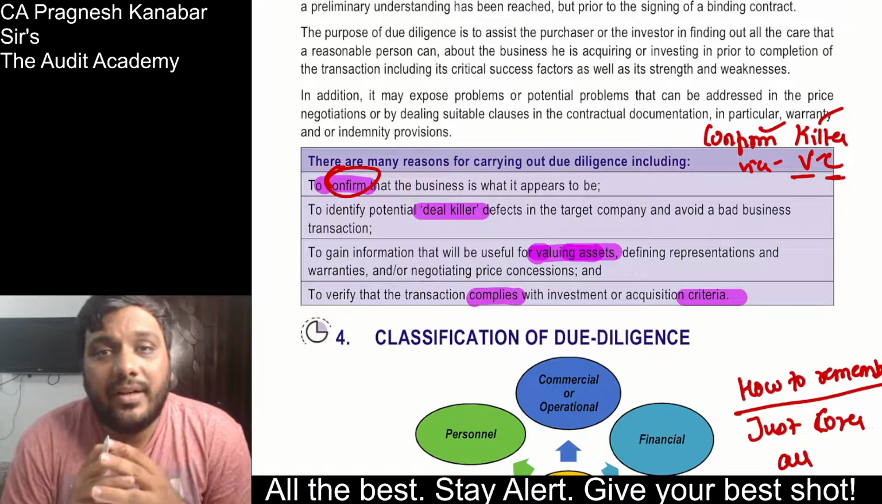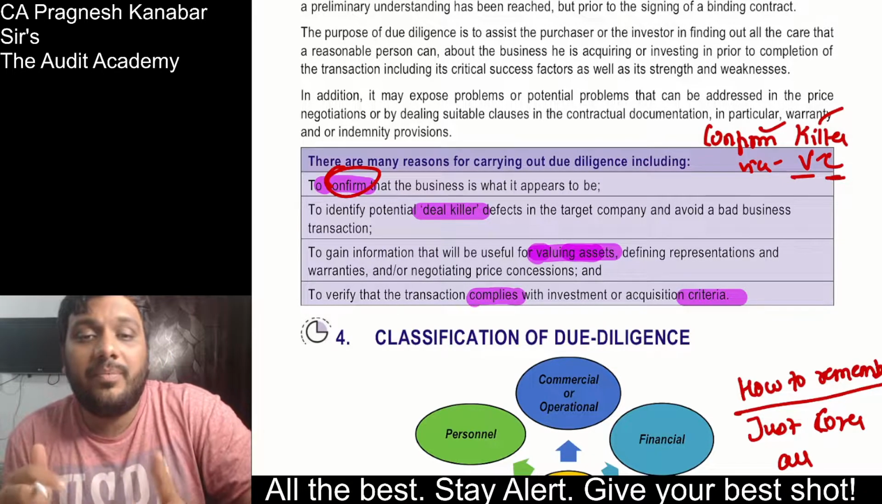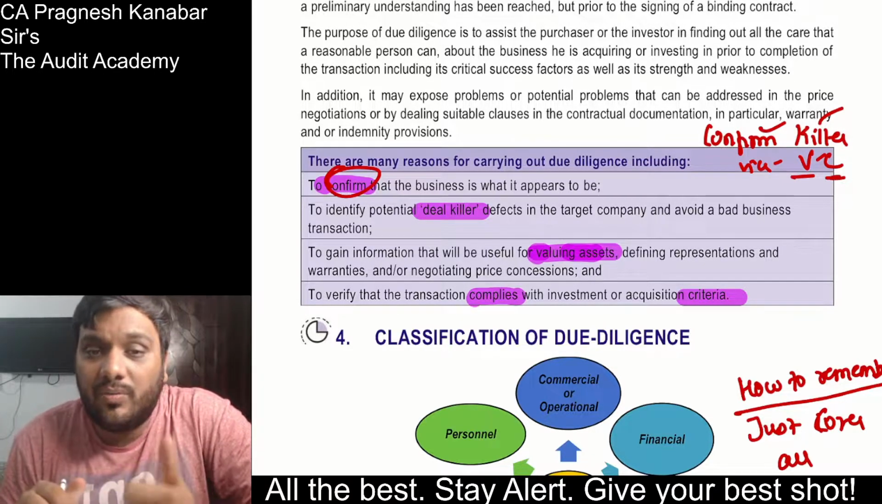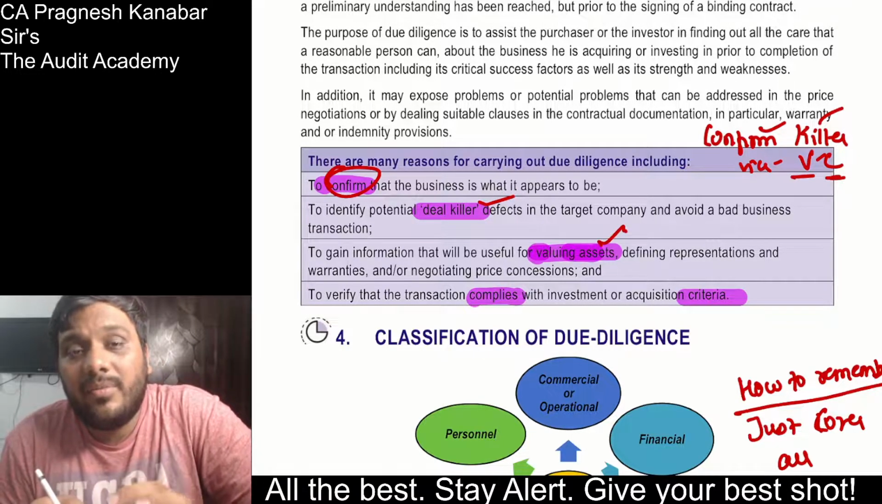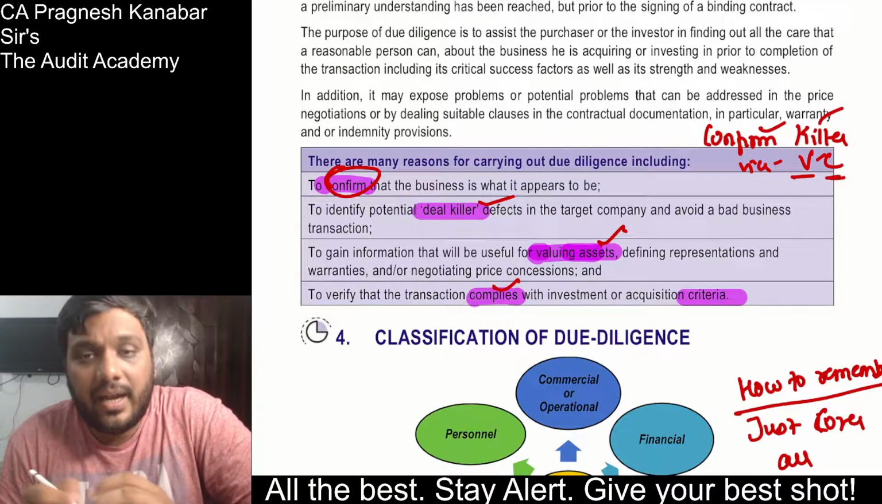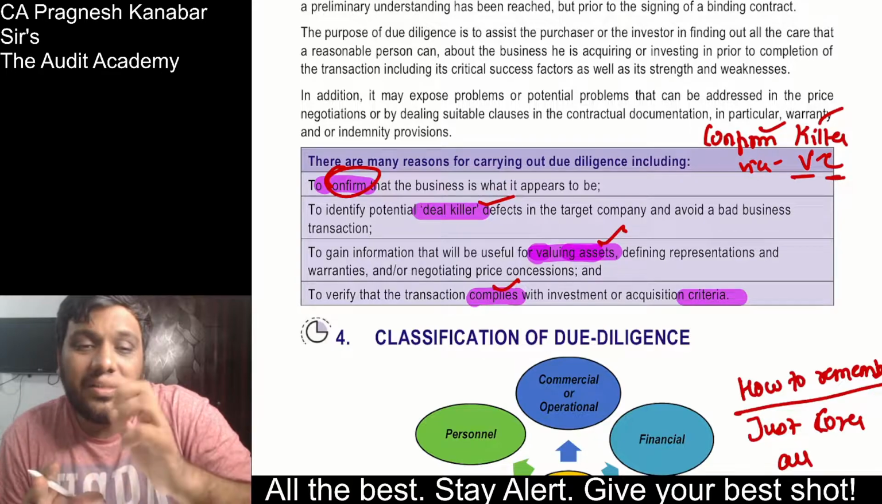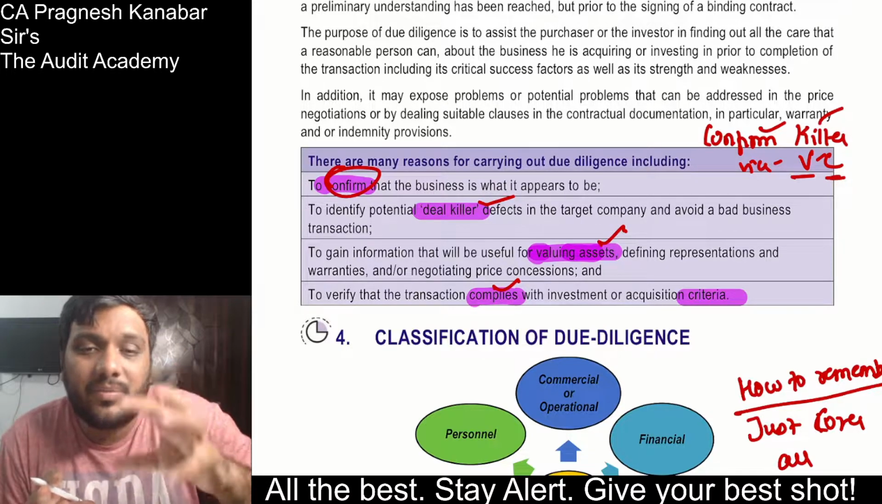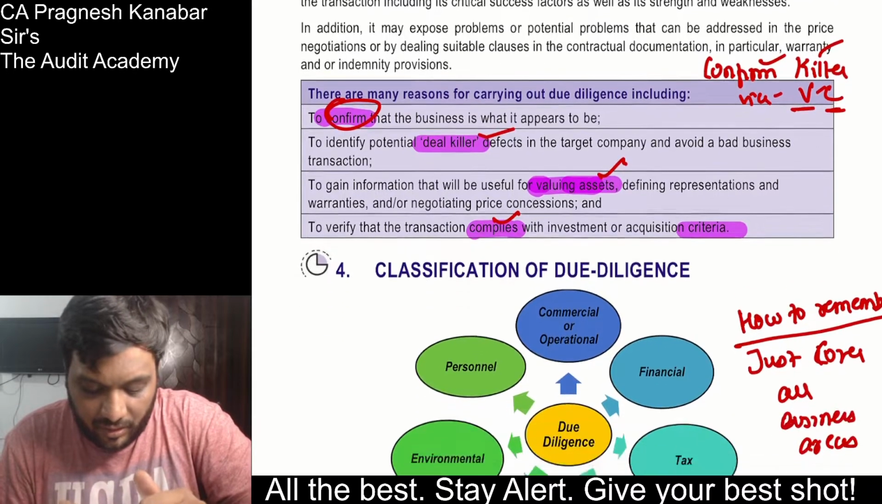So the advantages, the benefits, the importance of due diligence is to confirm. It will help us to confirm that the business is actually what it appears to be. It will help me to find out deal killers. Then V, it will help me for proper valuation of assets. And C, I will understand whether it is complying with my criteria. Means I would have kept one criterion that I need this much return on investment also. So whether it is complying with that particular criterion or not.